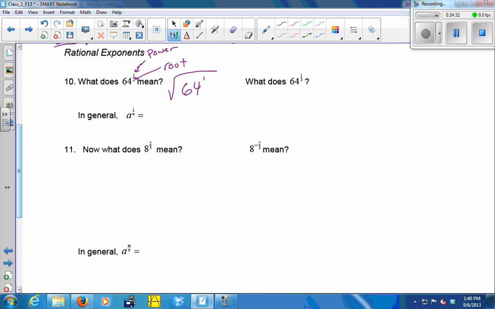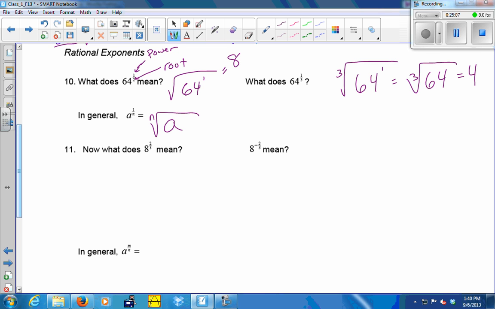What about 64 to the 1/3? What would that mean? The cube root of 64. So my power is 1, 64 to the first, right? And I have a cube root, which is just the cube root of 64. Because raising something to the first power is just the thing itself. So the square root of 64, that's 8. Cube root of 64? 4, I think. Yeah. So in general, a to the 1 over n is the nth root of a.